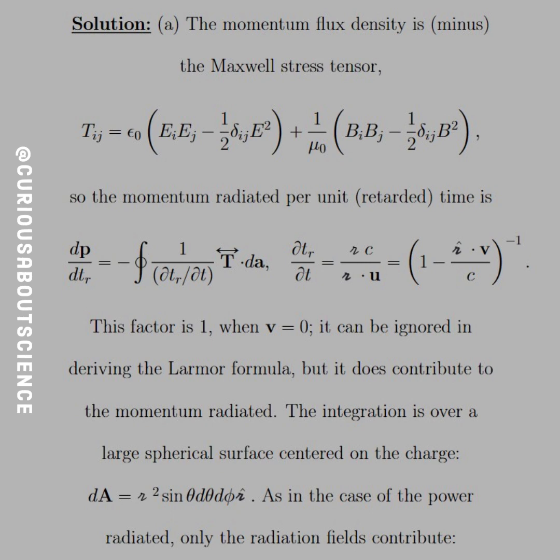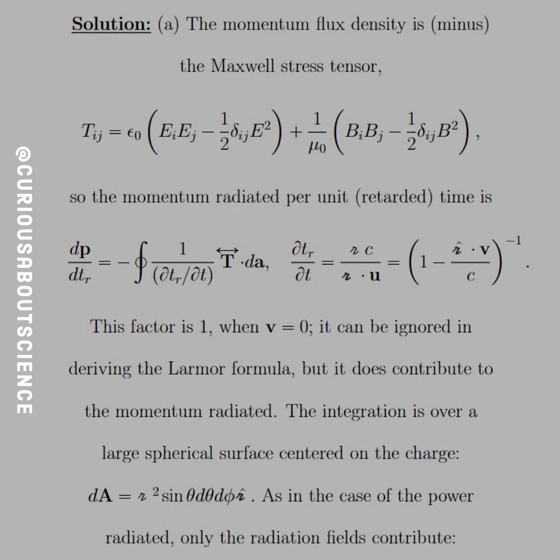So the momentum flux density is minus the Maxwell stress tensor. Throw back to chapter 8. If you recall, the stress tensor had components of the form epsilon naught E_i E_j minus 1/2 delta_ij E squared plus 1 over mu naught B_i B_j minus 1/2 delta_ij B squared. Okay, those are the components of the tensor.